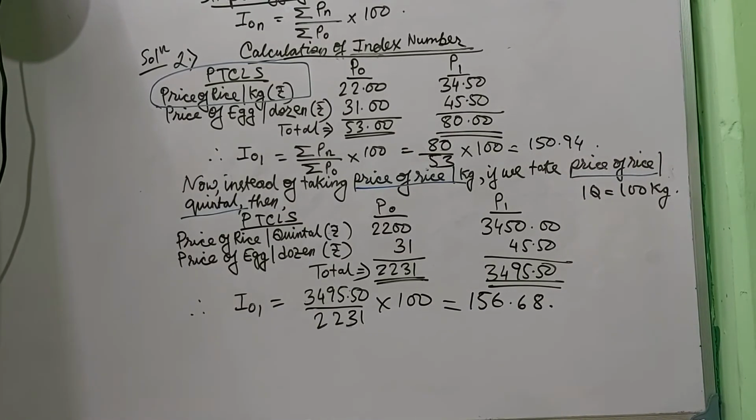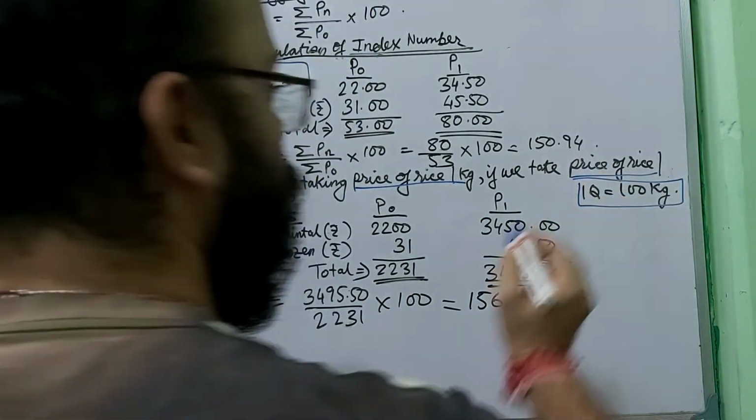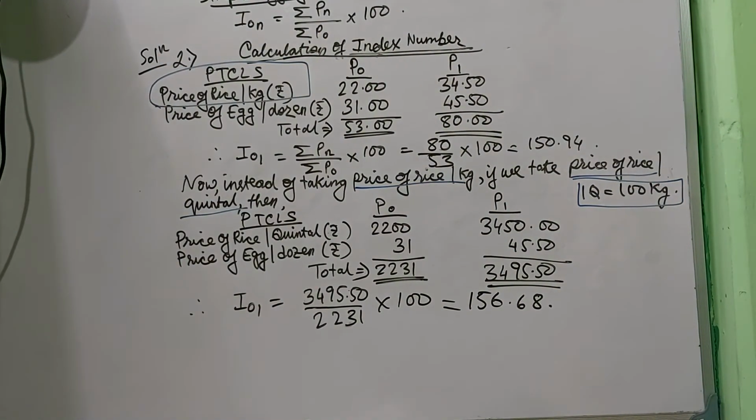Obviously, the index of the simple aggregate method changes from 150.94 to 156.68 if the unit of the price of rice changes from kg to quintal. We all know 1 quintal is equal to 100 kg. So if I change the price of rice from kg to quintal, it affects the index also. This is the formula of the simple aggregate method.